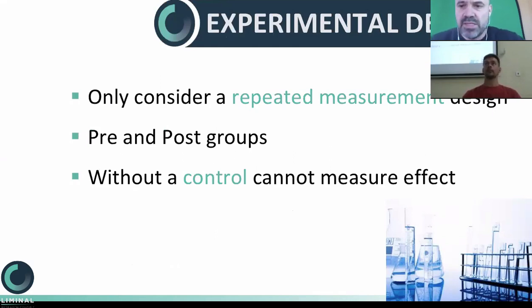Okay, experimental design. I will not look at it in depth. There are a lot of different experimental designs and it's a field on its own. I will just look at one or two things and where you can use a questionnaire together with an experimental design. So we'll look at repeated measurements, pre and post groups, and a control. Are you fine with that?